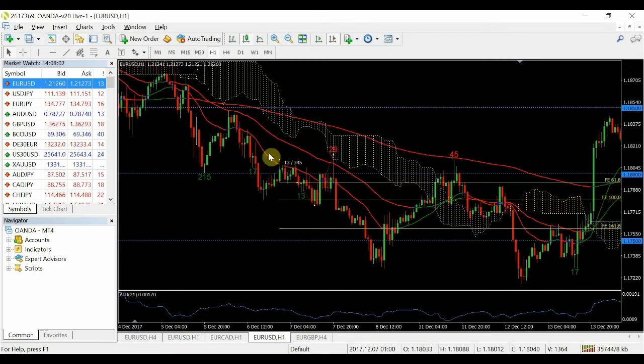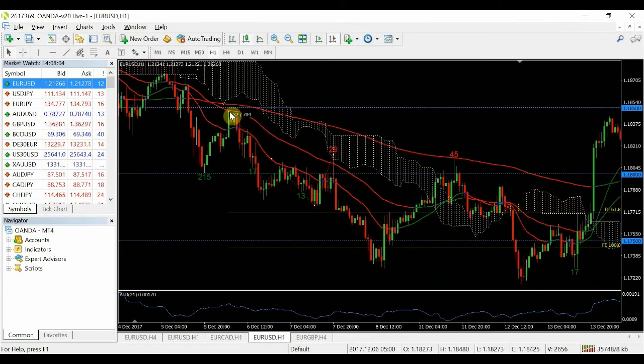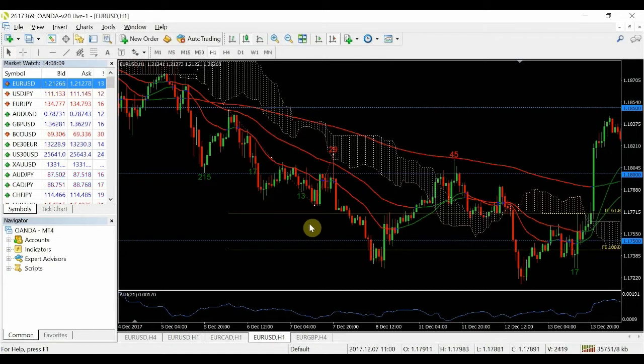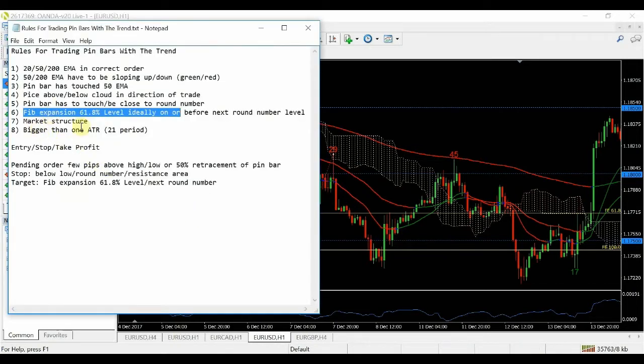Or what I've done was take the previous swing high point and then use this 61.8, which probably would have been a better level for me, getting just over a 1.2 to 1. So that's what I would have used there. And then lastly, we talked about market structure and everything like that. So that's pretty much it.